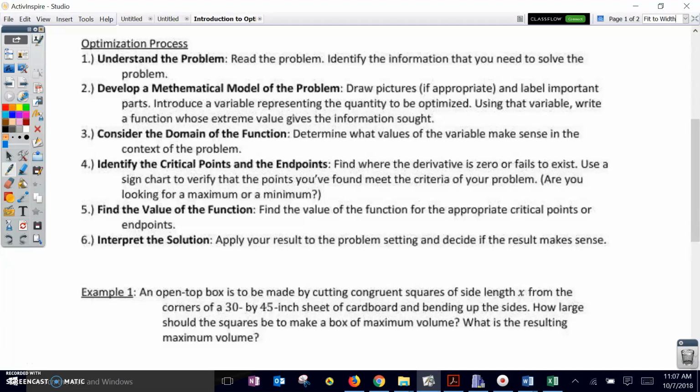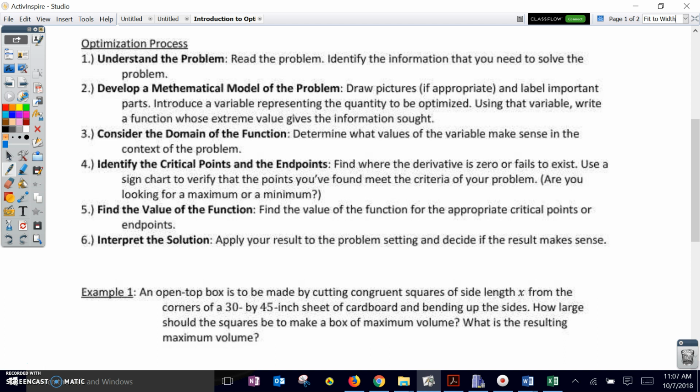Alright, welcome back everybody. In this video we're going to start the examples from the Introduction to Optimization lesson. When we talk about optimization, we're trying to find an optimal value for something, either a maximum or a minimum, depending on the context. And we typically use this 6-step process.